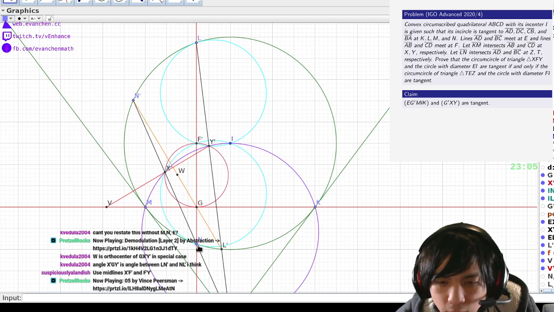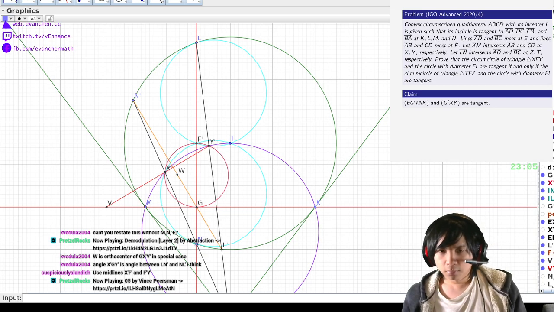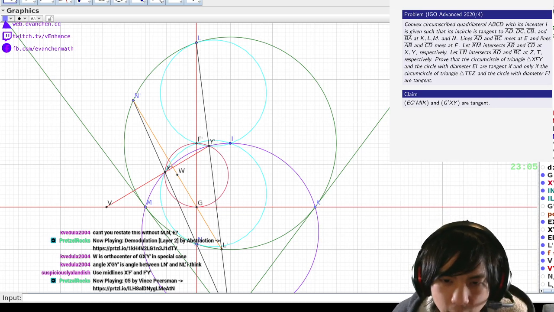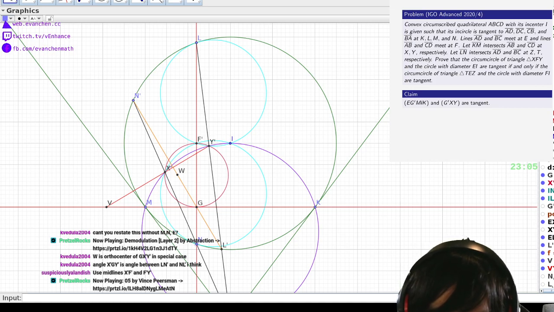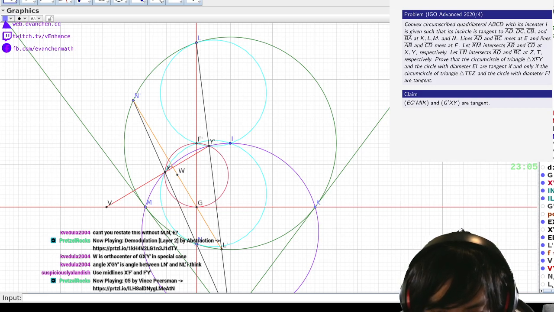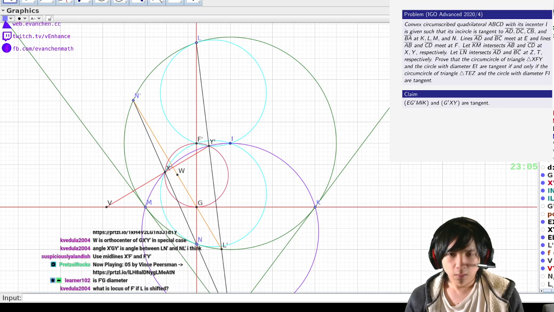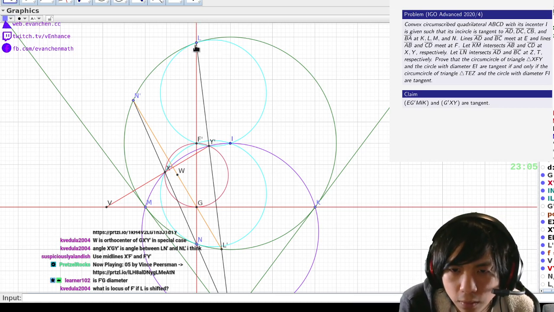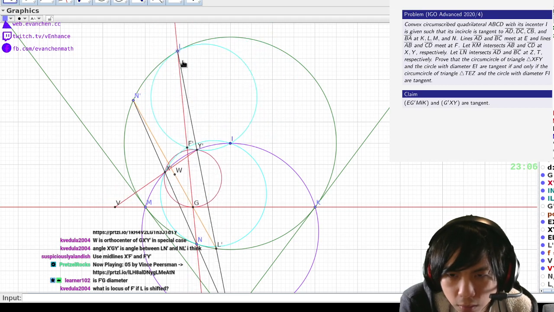These two circles are... What does a right angle there mean? Maybe I should go after F prime X prime G? F prime X prime G is... What is the locus of F prime if L is shifted? I mean, it's a circle... Yeah, it's a circle with diameter IN.